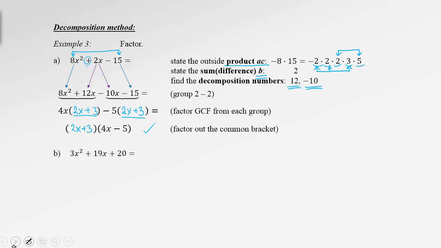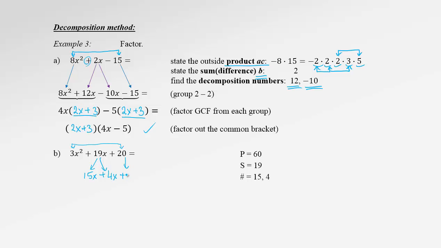Here's another example. Since the leading coefficient is 3, we could try to factor it by guessing, but let's use decomposition again, just to practice this method more. Let's look at the master product, 3 times 20, which is 60, and the sum, 19. We can record this on the side. Product is 60, sum is 19. What are our numbers? Well, 15 and 4. 15 times 4 is 60, and 15 plus 4 is 19. So what we need to do is to decompose, split this 19x into 15x and 4x.